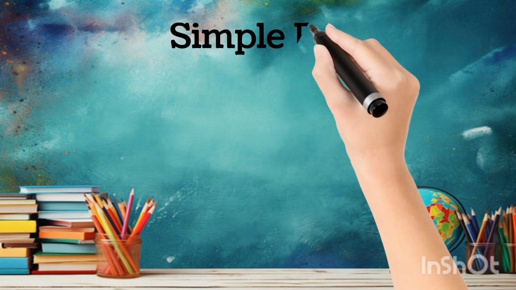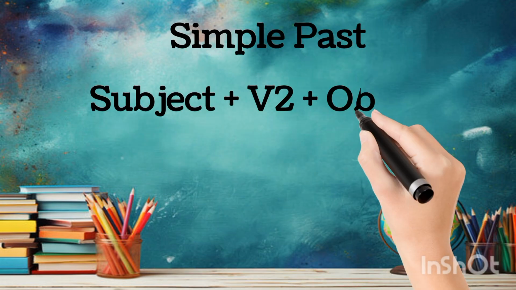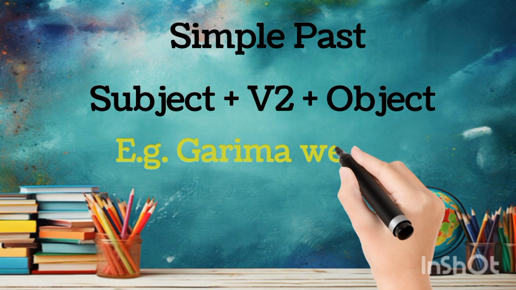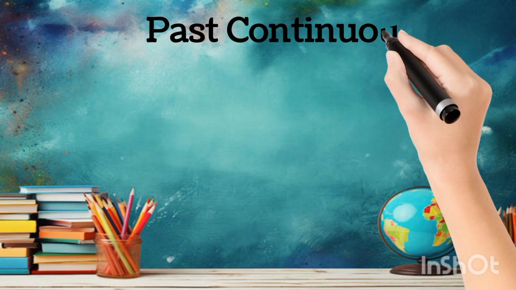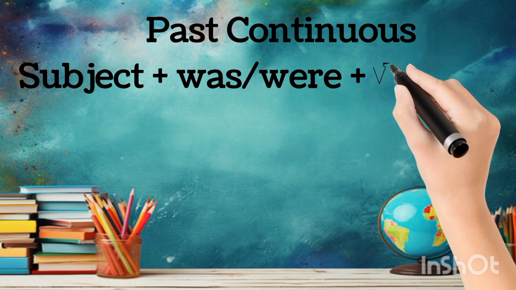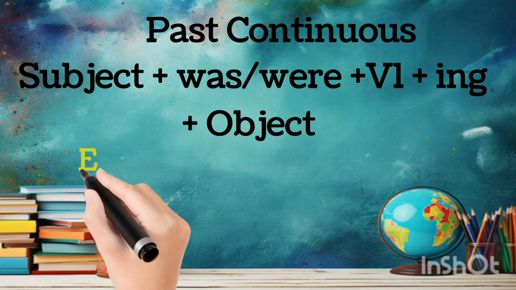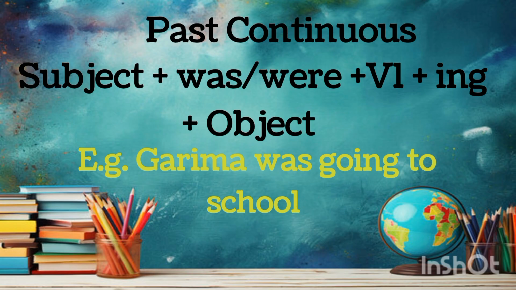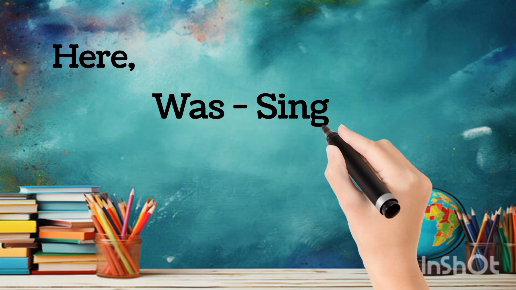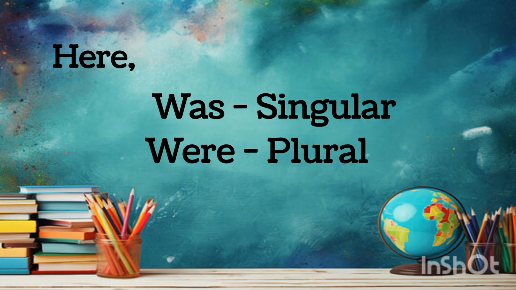Number 1 simple past. Rule: subject plus verb second form plus object. Example: Garima went to school. Past continuous. Rule: subject plus was/were plus verb first form plus ing plus object. Example: Garima was going to school. Here was is used with singular and were is used with plural.